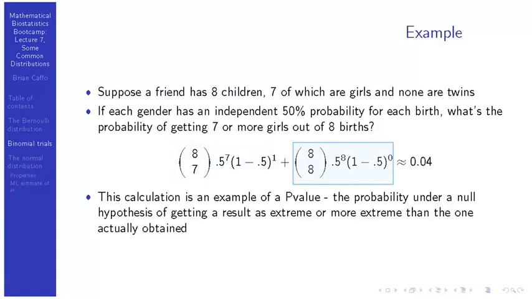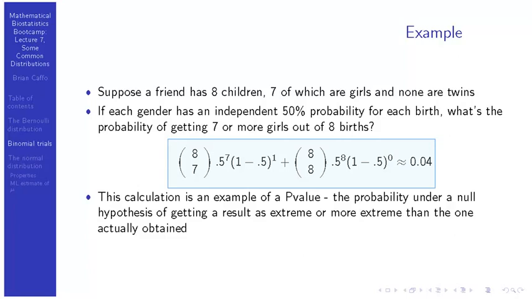In this case, for the fair coin, it would be 8 choose 7, 0.5 to the 7th, (1 minus 0.5) to the 1, and then 8 choose 8, 0.5 to the 8, (1 minus 0.5) to the 0. Check with your calculator, or even better with R, that you can get this number. It's about 4%. This is an example of using the binomial formula.